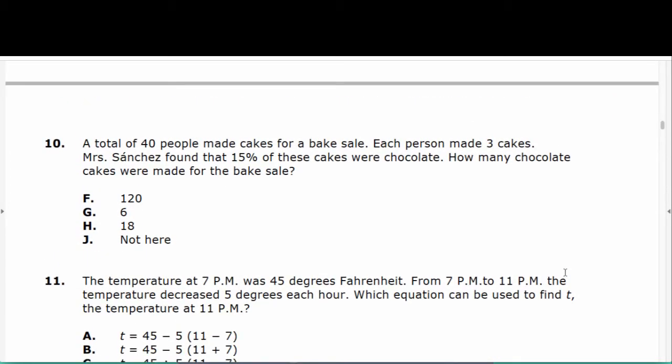Question 10. A total of 40 people made cakes for a bake sale. Each person made 3 cakes. Ms. Sanchez found that 15% of these cakes were chocolate. How many chocolate cakes were made for the bake sale? F. 120, G. 6, H. 18, J. Not here.